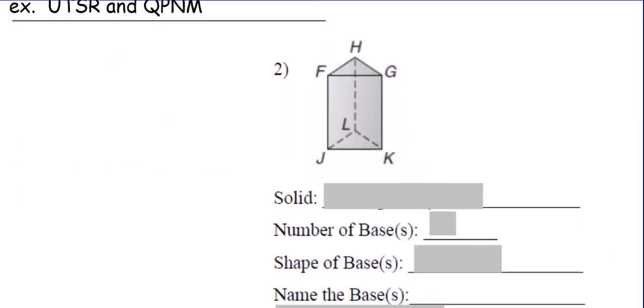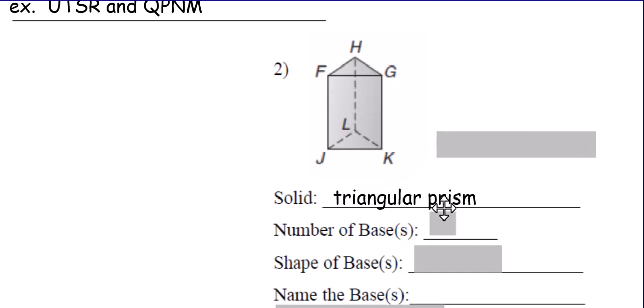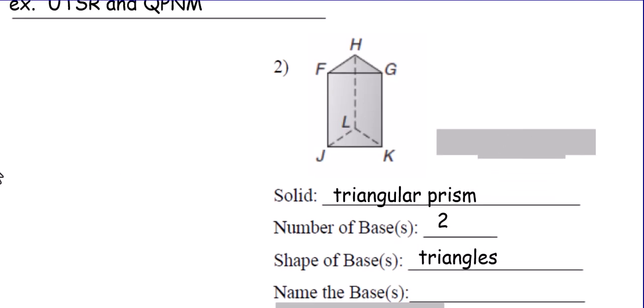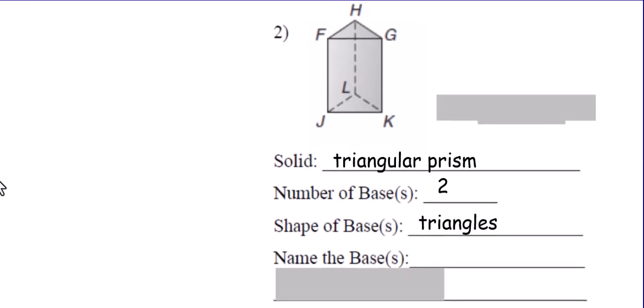Now, question number 2 is going to be a triangular prism. It's a pretty standard look for that. And every prism is going to have two bases. That includes triangular prisms. And if it's called a triangular prism, then the bases will be triangles, and there are 2 of them. So the 2 triangular bases that we have, I'm going to move this up a little bit.